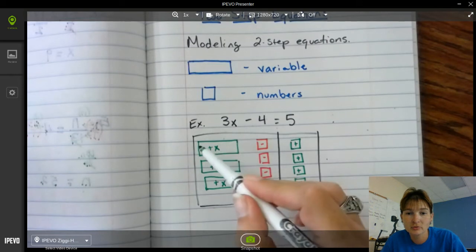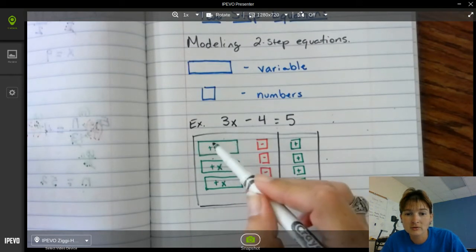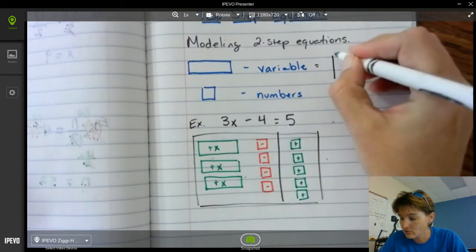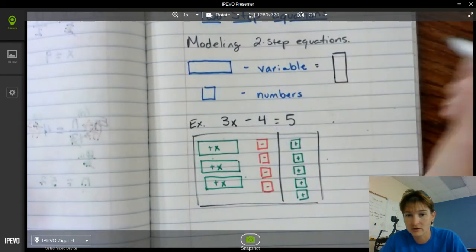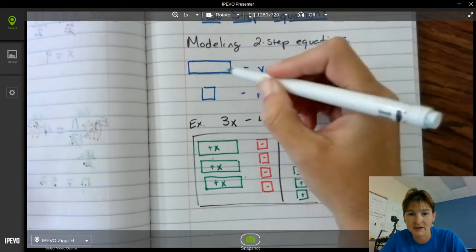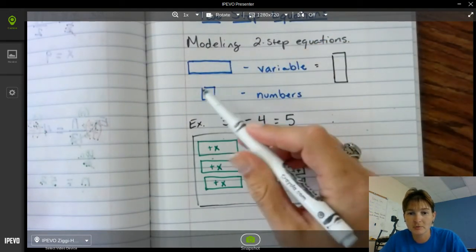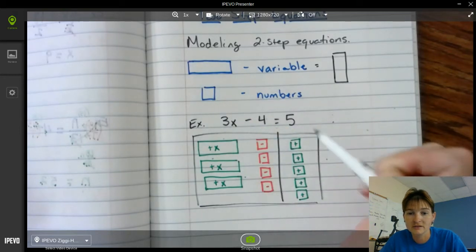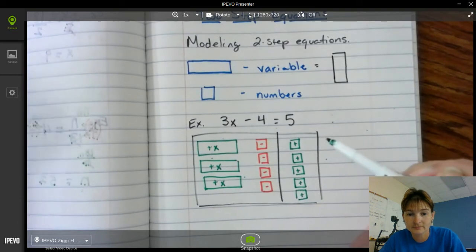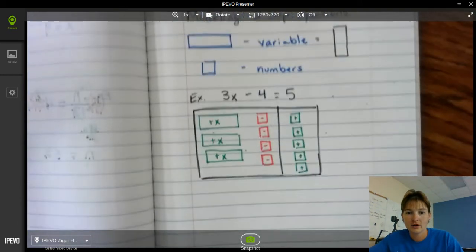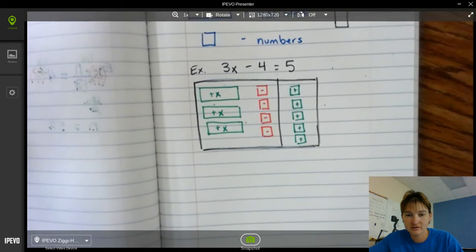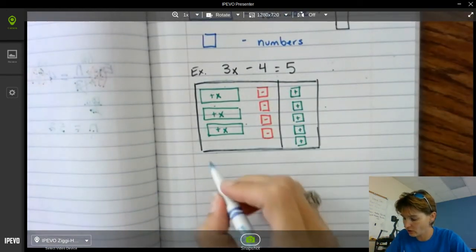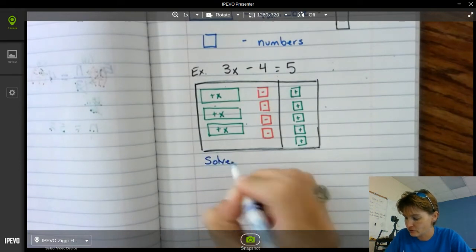So your variables are long rectangles. They could be on its side. They could also be up and down, like so. Okay, variables like so, up and down, rectangle, or side to side. Your numbers will always be represented with a square, whether positive or negative, like in this model. And this is modeling a two-step equation. Okay, so now we're going to actually solve for this. So this is the model, and we're just going to go ahead and solve for this two-step equation.